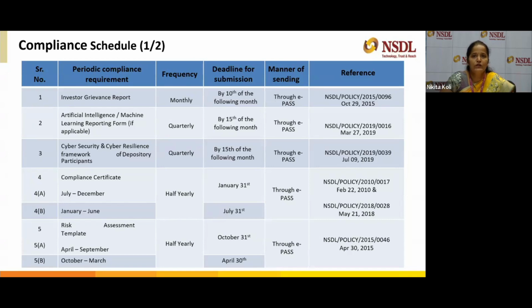This report also has to be submitted quarterly. The due date is the same as for the AIML reporting form. The next report is the compliance certificate. The compliance certificate needs to be submitted by all the depository participants on a half-yearly basis. The due date for submission of the compliance certificate is as follows. For January to June, the due date will be 31st of July. For July to December, the due date will be January 31st.